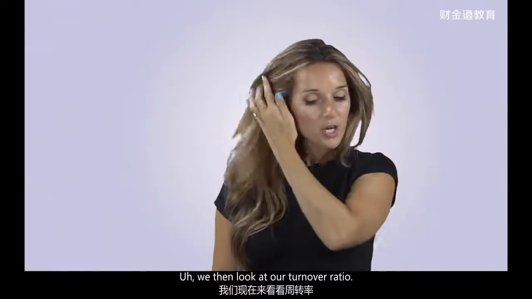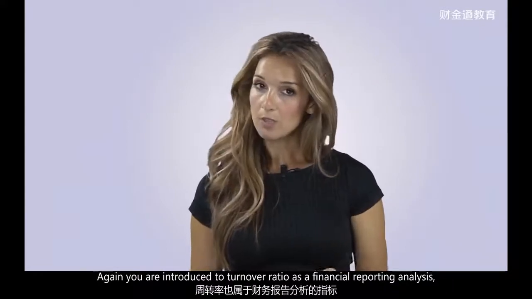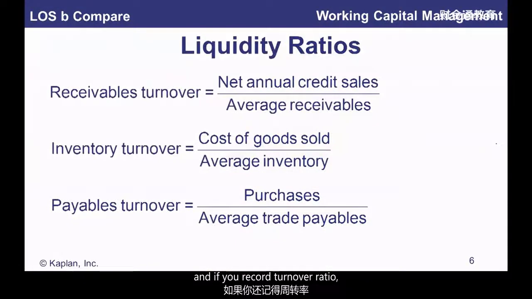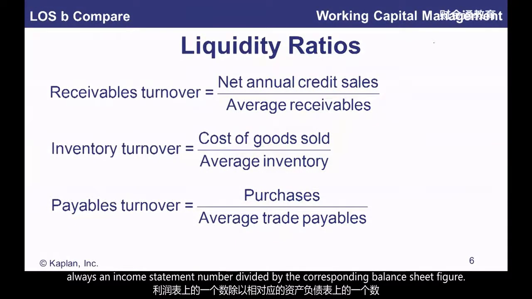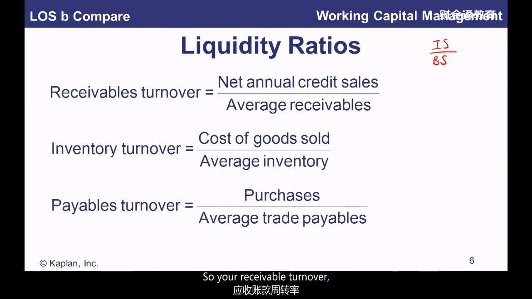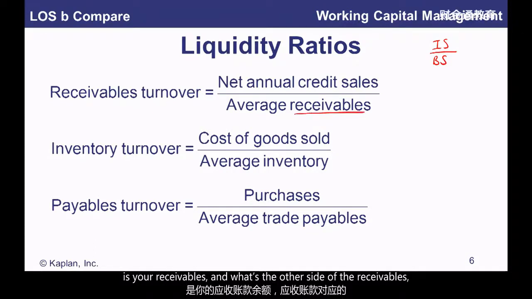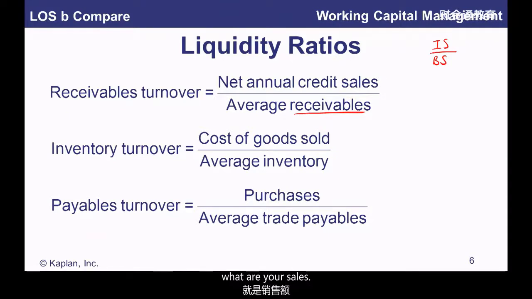We then look at our turnover ratios. Again, you were introduced to turnover ratios in financial reporting and analysis, and if you recall, turnover ratios are always an income statement number divided by the corresponding balance sheet figure. So your receivables turnover, well, that tells you what you're looking at on your balance sheet. It's your receivables. And then what's the other side of receivables? Well, it's your sales. So your numerator is your income statement, so therefore sales over receivables.